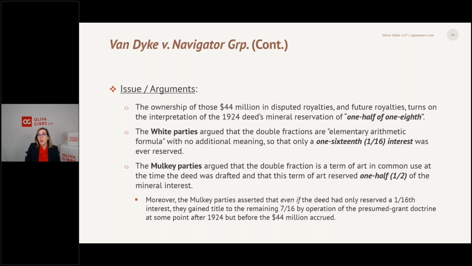The White parties argued that the double fraction is elementary arithmetic, their words, not mine, with no additional meaning, so that only a 1/16 interest was ever reserved. The Mulkey parties, on the other hand, argued that the double fraction is a term of art in common use at the time the deed was drafted, and that this term of art reserved 1/2 of the mineral interest. Notably, this case also touches on the doctrine of presumed grant. I won't really focus on that in this presentation, but I do recommend you look at that aspect of the Van Dyke opinion as well.